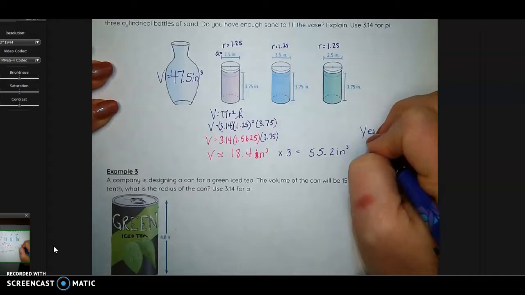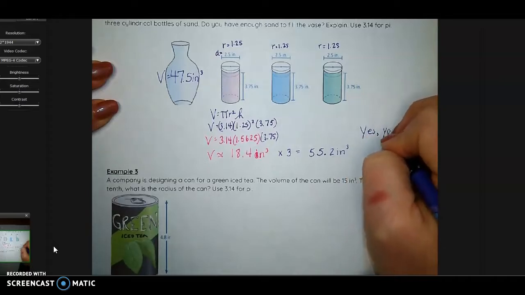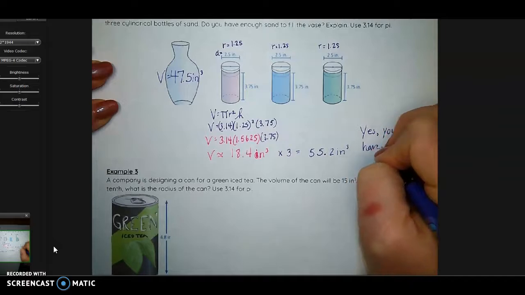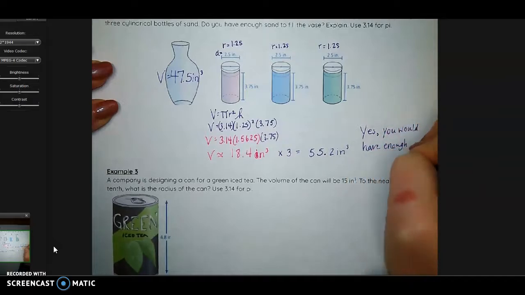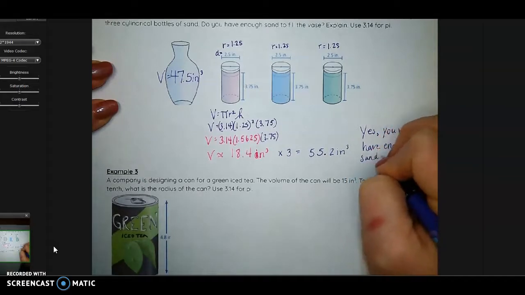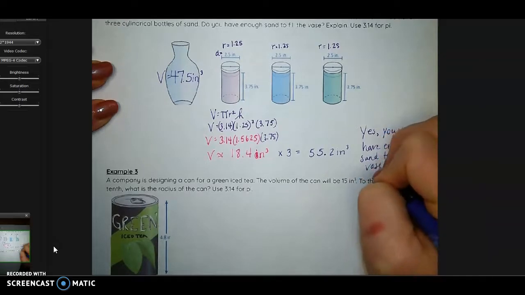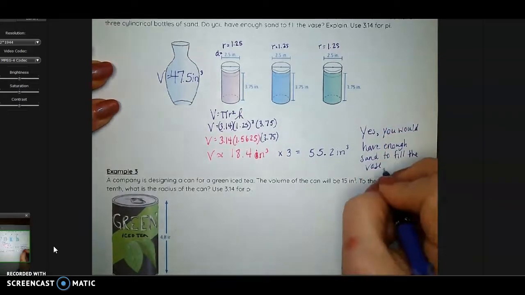So yes, you would have enough sand to fill the vase. You would also have some left over there.